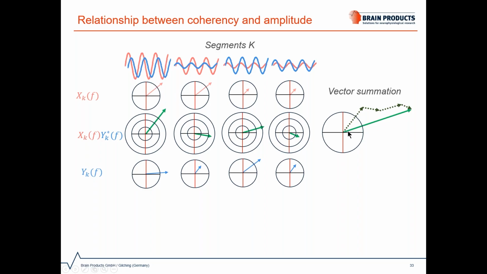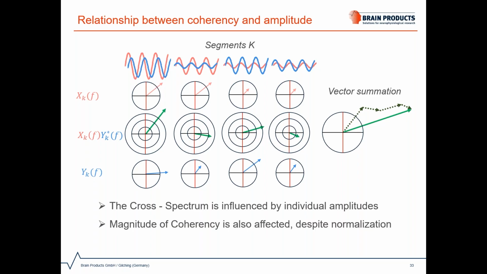Thus, the path that connects the origin to the end of the last vector is biased towards the direction of the longest constituent vectors, and thus to the segments or pieces of data that have the highest amplitudes. This does not only influence the angle of the vector summation, but also influences the length, and in consequence, the magnitude of the cross spectrum. And because this magnitude is biased, also the magnitude of the coherency is biased, even though it is later normalized to the power of the constituent signals.